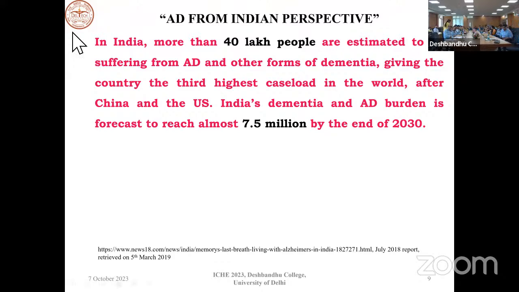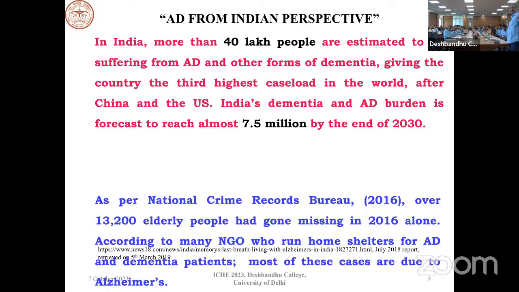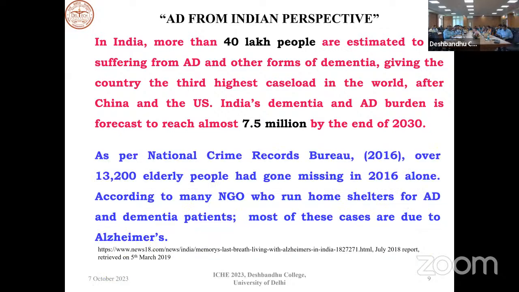From the Indian perspective, as per the data available at present, 40 lakh people are suffering from this disease, and by 2030 it is expected to be 80 lakh. We have a population of almost 140 crore. In that, if 80 lakh people are suffering by 2030, that is alarming. As per the National Crime Record Bureau report of 2016, more than 13,000 people lost their houses, because they cannot locate them, as they forget the places where they have to go.